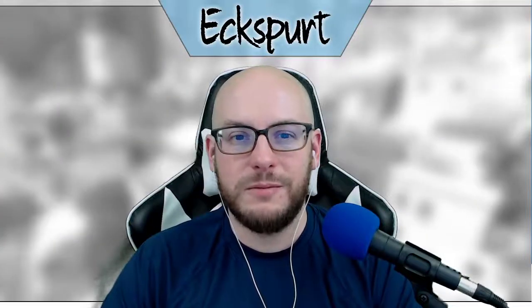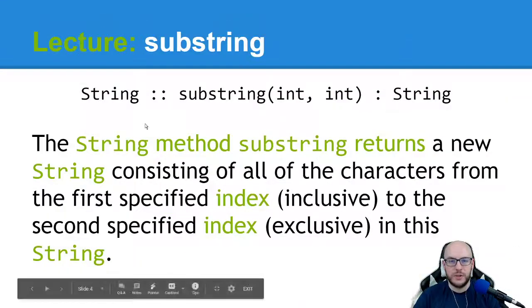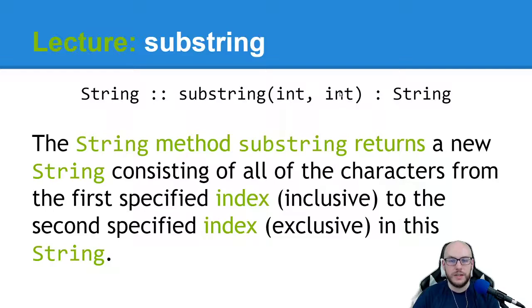All right, we're back. We've been talking about substring. We learned about this version of substring that takes in two integers. This first index is inclusive, the second one is exclusive, and it's used to get a subsection of the string. charAt will give you a single character. Substring can give you several characters in the form of a string.